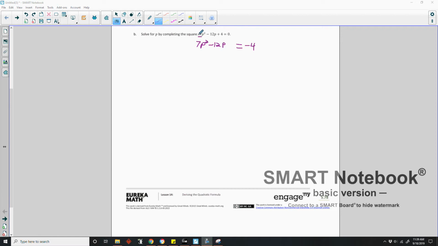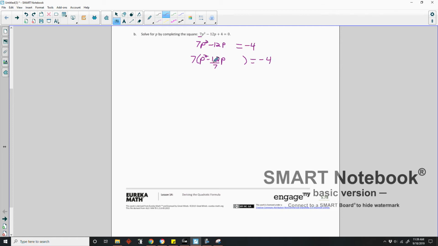Okay, so now I'm going to focus on this leading coefficient. So let's factor that out. I'm going to put 7p squared minus 12p. Okay, we factored out the 7, but if I take 12 and divide it by 7, it's going to be 12/7 p. And then I need to leave a space and put negative 4 over here.